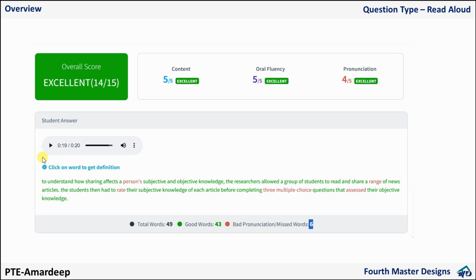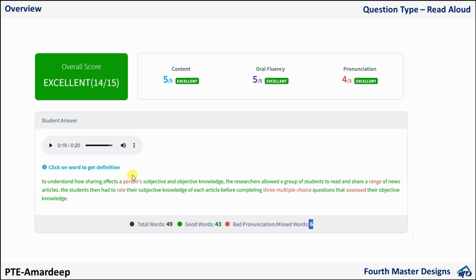Okay. Now I said everything clearly. I said persons, I said rate, I said range, I said three multiple choice, I said assessed also. It's not the system's problem, it's my problem. I need to be clear. So that is the first suggestion: you should be clear. Right now, I can justify why I got six bad words or missed words, like pronunciation. I'm not using an external microphone. I'm recording all these lectures with my default laptop microphone itself, so there will be this issue.